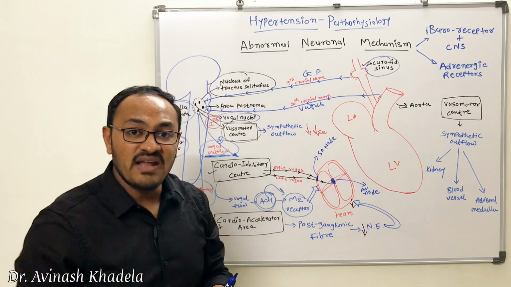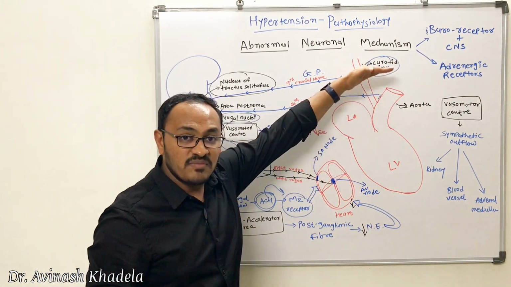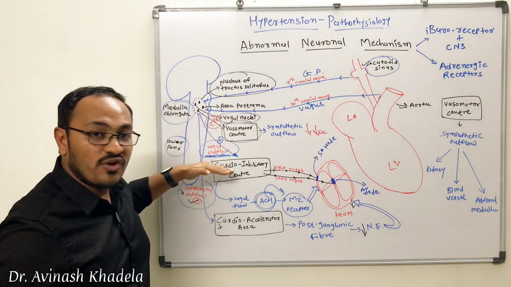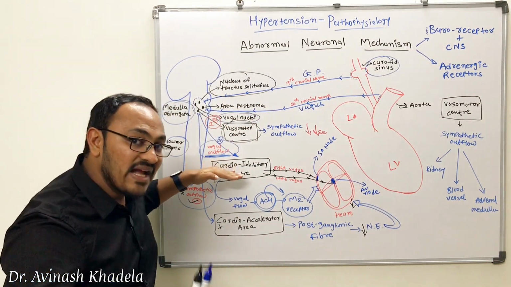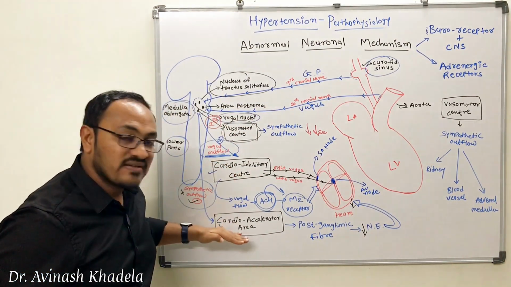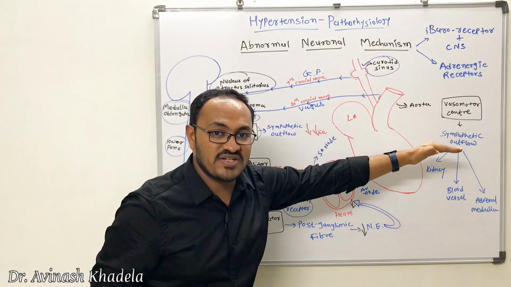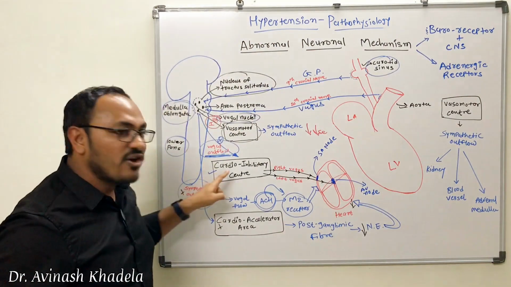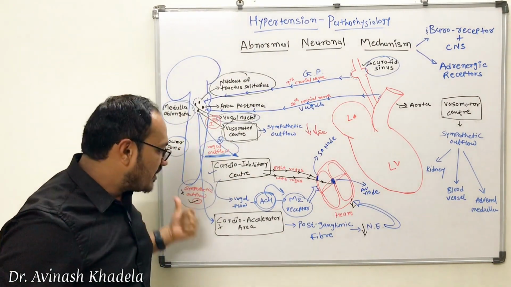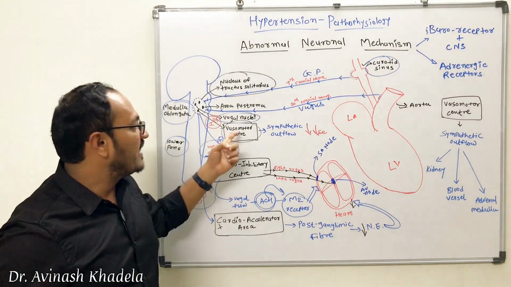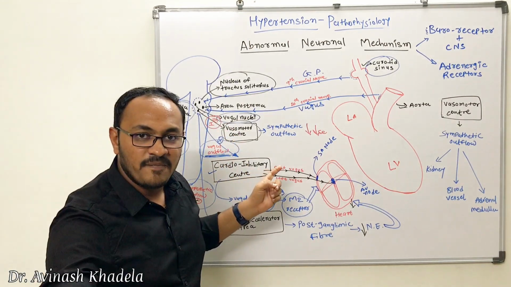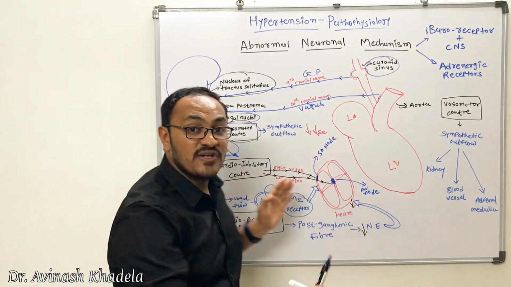Let me explain again. Whenever there is a rise in blood pressure, there will be stimulation of the cardioinhibitory center and deactivation or inhibition of the cardioaccelerator and vasomotor center. If there is a fall in blood pressure, there will be inhibition of the cardioinhibitory center and stimulation of the cardioaccelerator center and vasomotor center, vice versa. So this is how neuronal regulation works.